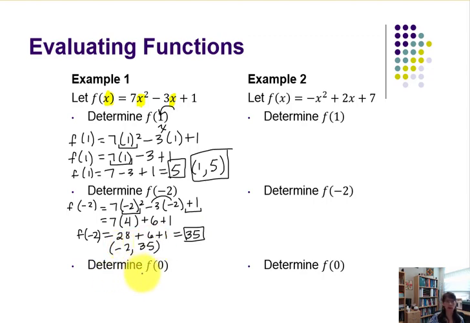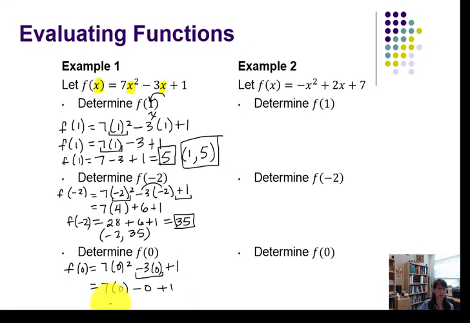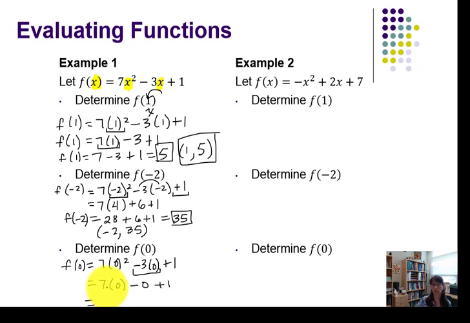Finally, we're going to determine f of 0 for this given function. So f of 0 would equal 7 times the quantity of 0 squared minus 3 times 0 plus 1. So that would be 7 times 0 minus 0 plus 1. So it looks like this first term, 7 times 0, would be eliminated. Minus 0 is eliminated, and so it looks like all we have left is 1. So f of 0 equals 1. The input was 0, output is 1. So we have the ordered pair (0, 1).